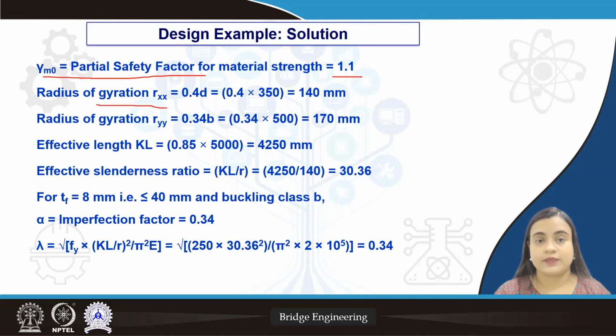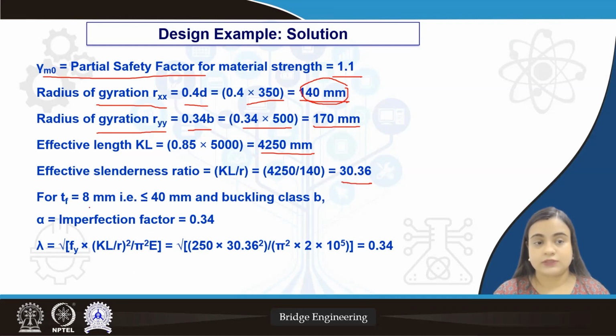Radius of gyration Rxx is considered to be 0.4d, that is 0.4 times 350, that is 140 millimeter. Radius of gyration Ryy is taken to be 0.34b, that is 0.34 times 500, that is equal to 170 millimeter. Effective length is considered to be 0.85 times the length of 5 meter, that is equal to 4250 millimeter. So effective slenderness ratio will be KL by R, that is 4250 by 140, the least of the two, that is equal to 30.36.